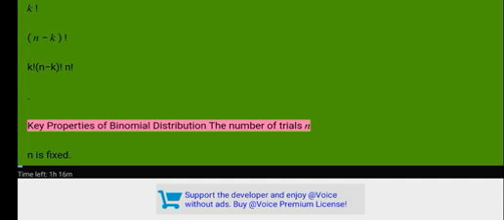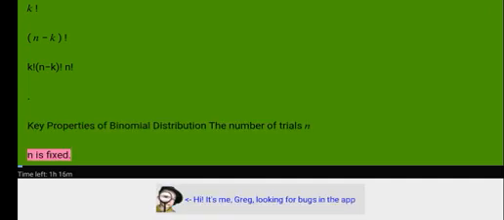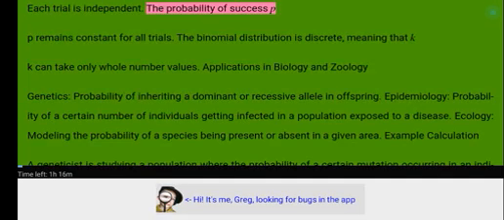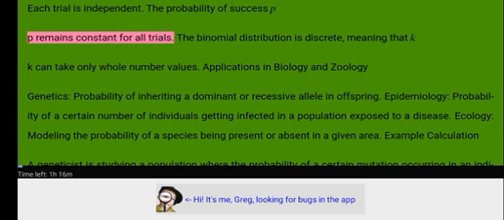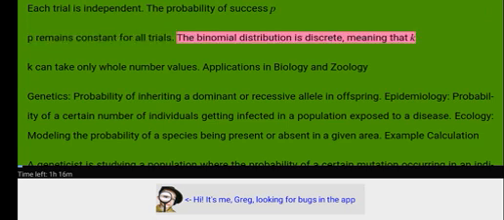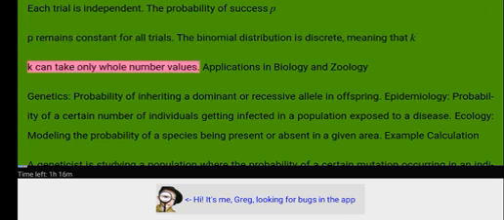Key properties of binomial distribution: the number of trials n is fixed. Each trial is independent. The probability of success p remains constant for all trials. The binomial distribution is discrete, meaning that k can take only whole number values.